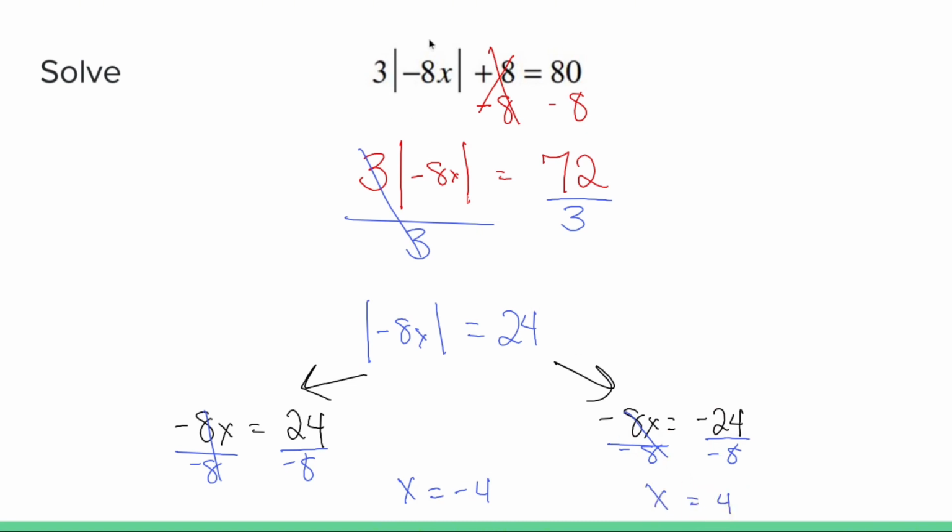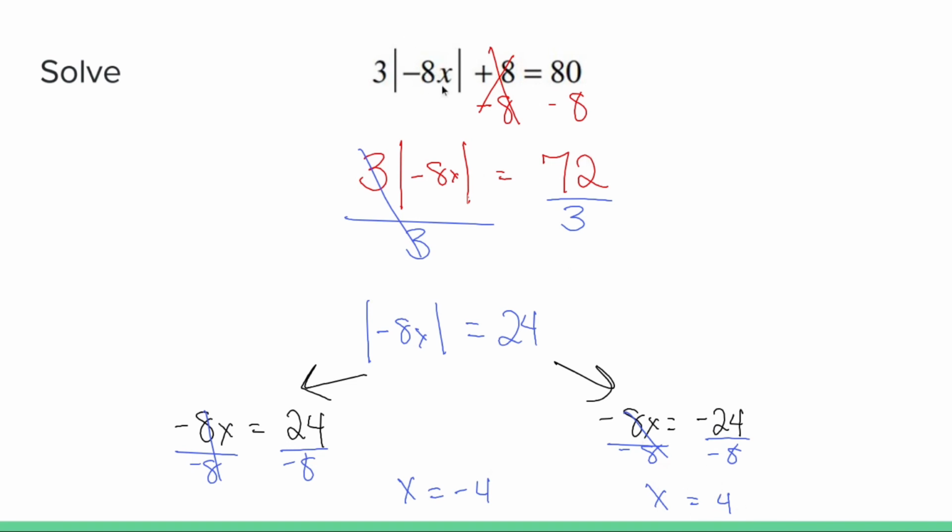You go back, you plug things in, make sure they both work. Trust me, they will both work. I mean, if I were to do 8 times negative 4, that would be positive 24. The absolute value of positive 24 is 24, times 3 is 72, plus 8 is 80.